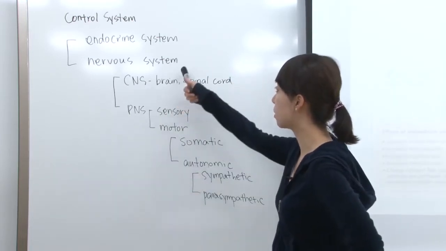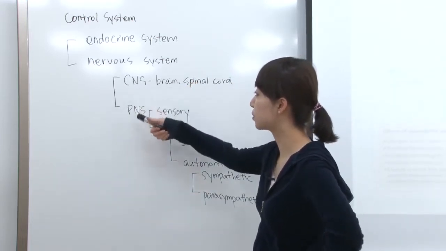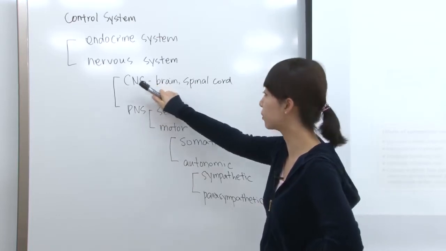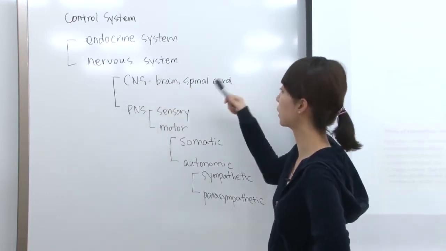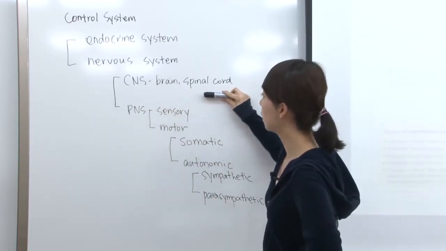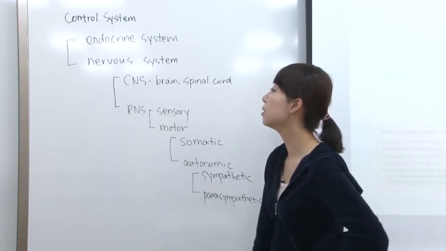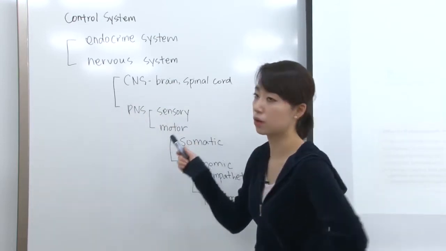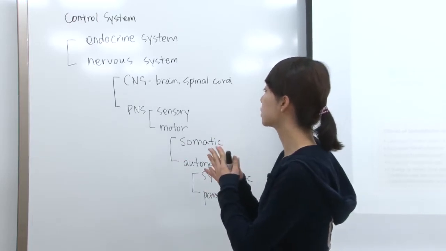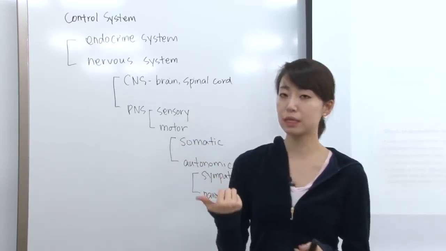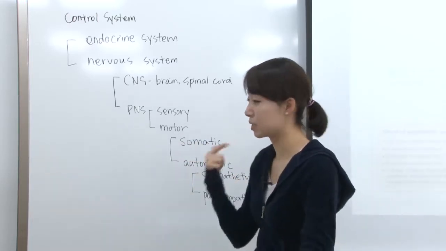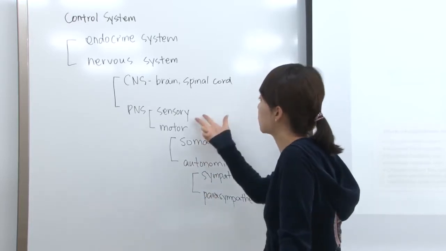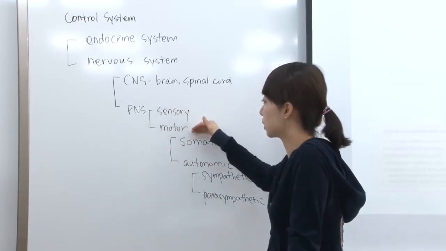And that nervous system gets broken down into two. The central nervous system involves the brain and the spinal cord. And the peripheral nervous system involves the sensory neurons, the sensory nerves. Sensory means we see, we smell, we touch. So that's the sensory, and also there's motor.